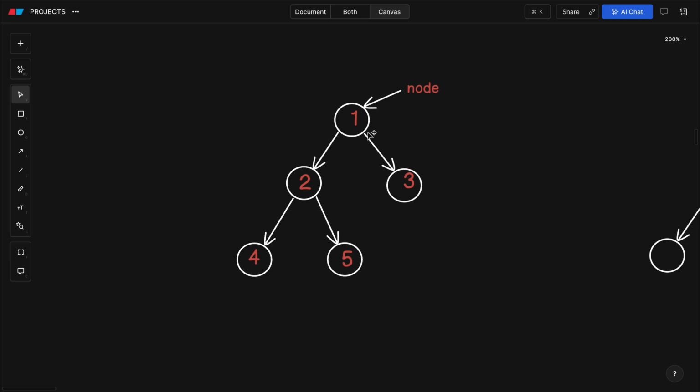And one node is connected to another node with the help of edge. So this is called edge. If a parent node has two children, here 1 has two children, 2 and 3, then 2 and 3 are siblings. So this is called siblings.